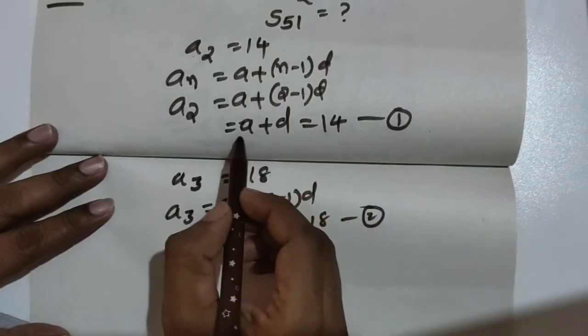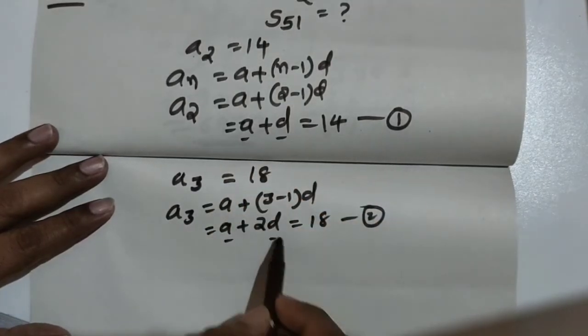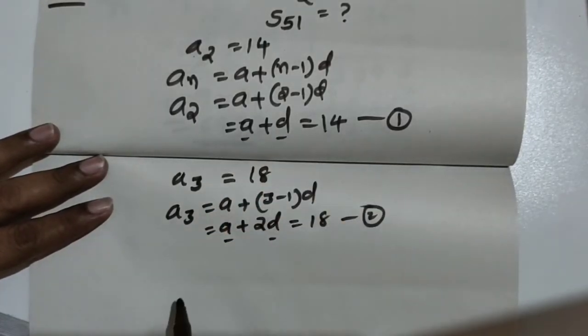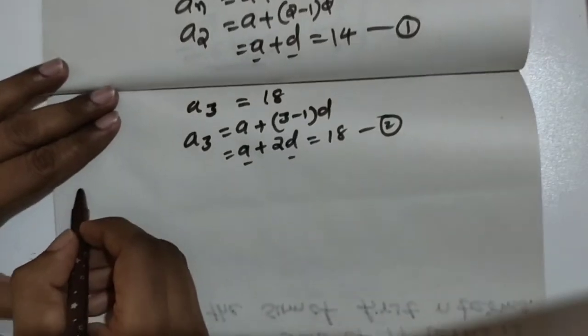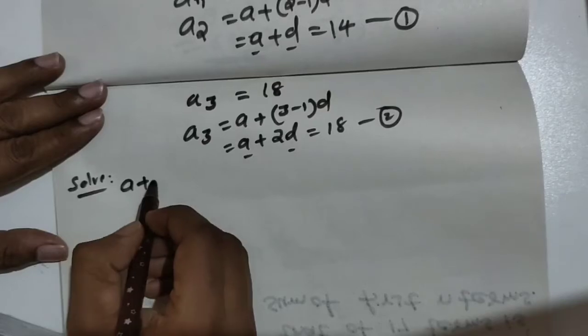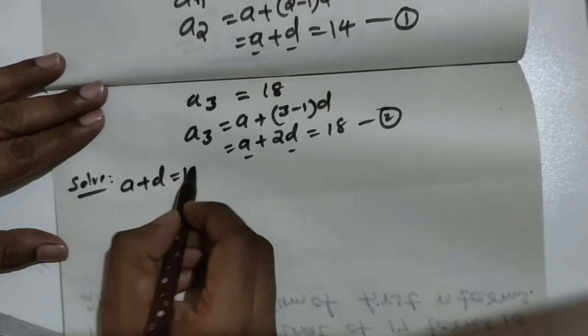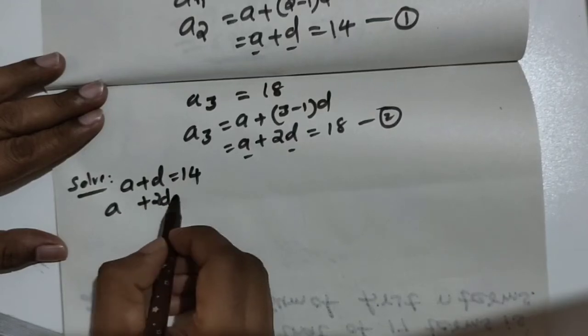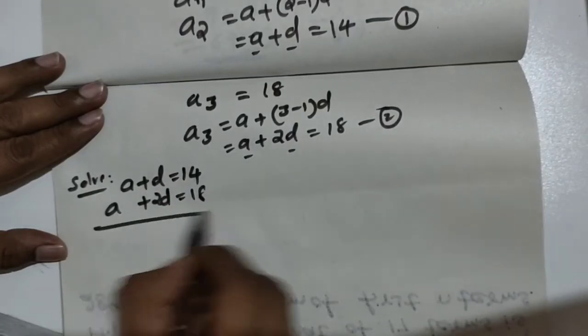We have to find our two unknowns. So what are they? a and d. So we have two unknowns and two equations. Okay, we have to solve these two equations. a plus d is equal to 14. a plus 2d equal to 18.